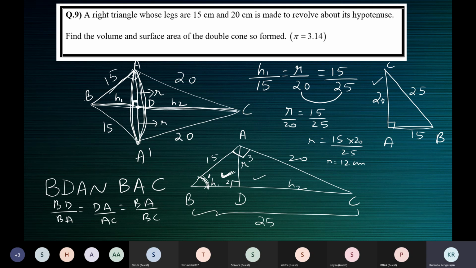All of you, please find that. Please equate after finding R. All of you find H1, and then H2, because H1 plus H2 is 25. So after finding H1, you can find H2. So now we have all the values, radius and height. Complete and tell me you're done.